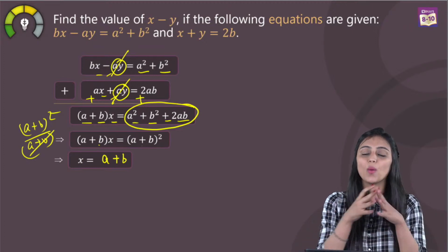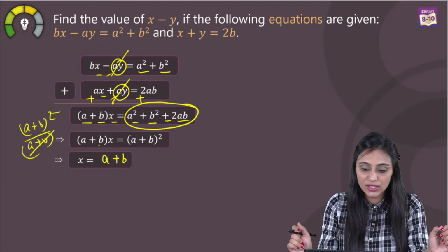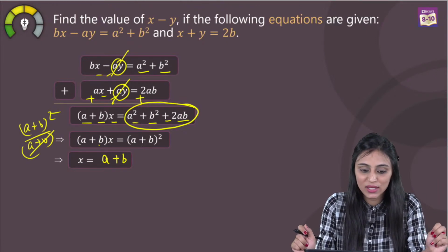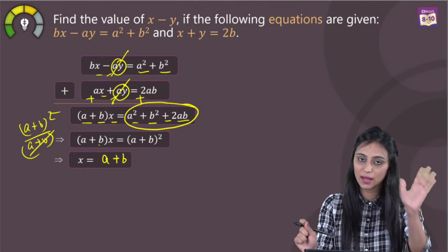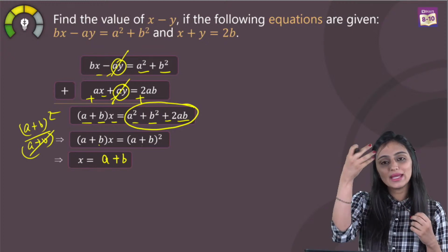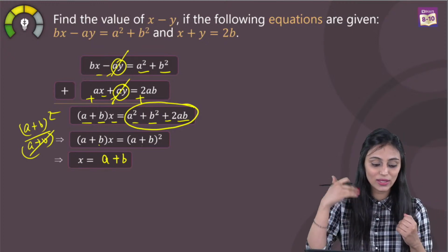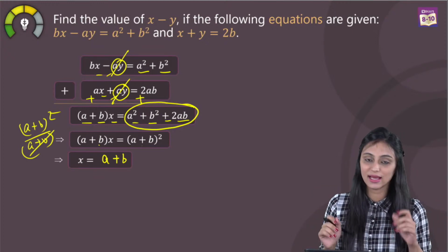So you don't have to open it again, Srinidhi. Yes, Shatakshi says (a plus b) whole square. Ayush says (a plus b) whole square. Srinidhi says yes, (a plus b) whole square. Absolutely right. Then we can take a plus b to the other side. We cancel it out. We get the value of x, that's a plus b.